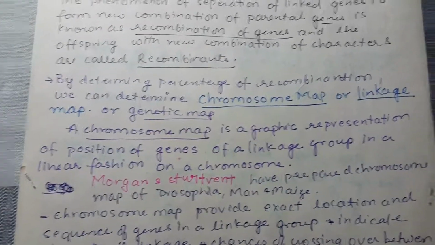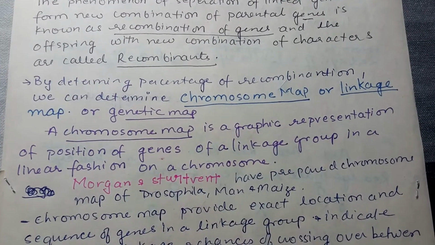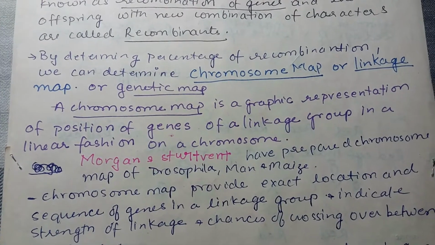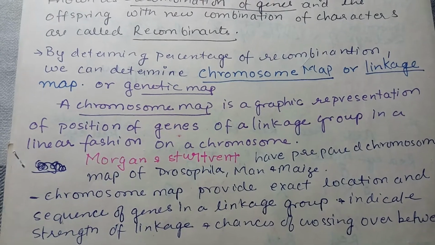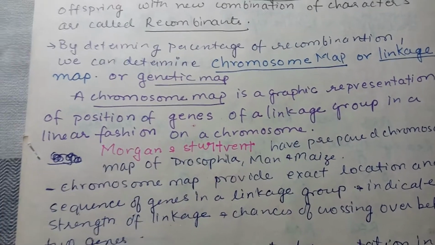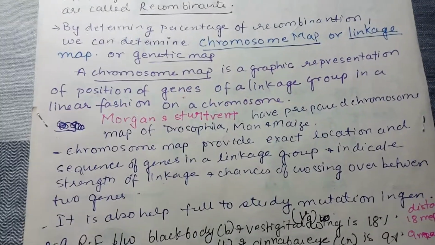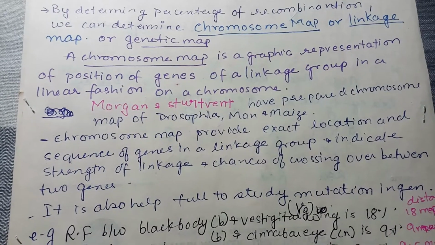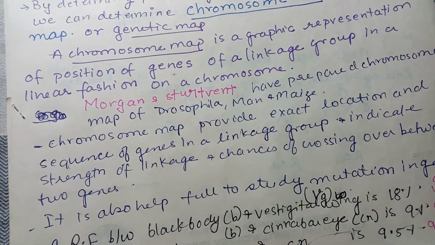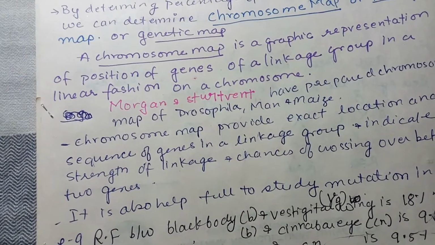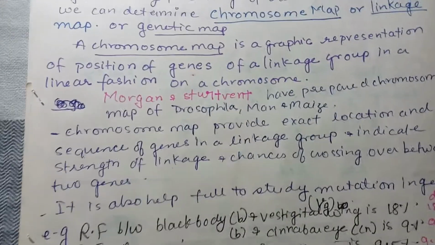So chromosome map is a graphic representation of the position of genes of a linked group in a linear fashion on a chromosome. Morgan and Sturtevant have prepared chromosome maps of Drosophila, man and maize. Chromosome map provides the exact location and sequence of genes in a linked group and indicates the strength of linkage and chances of crossing over. So once you get the sequence of genes, you will come to know which is far, which is near, among which the linkage probability is more, among which the crossing over probability is more.